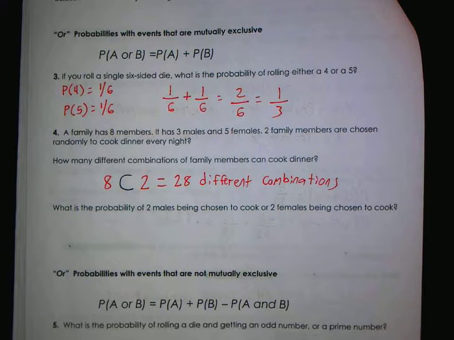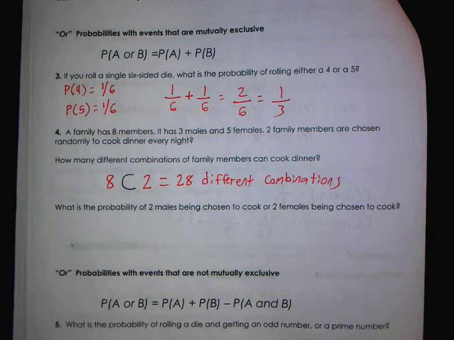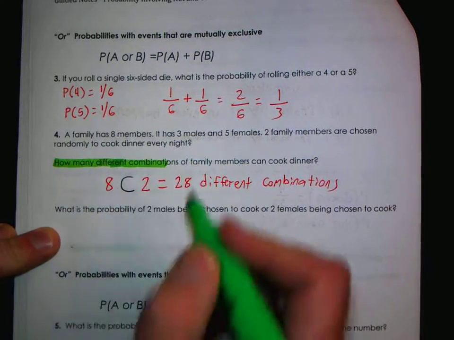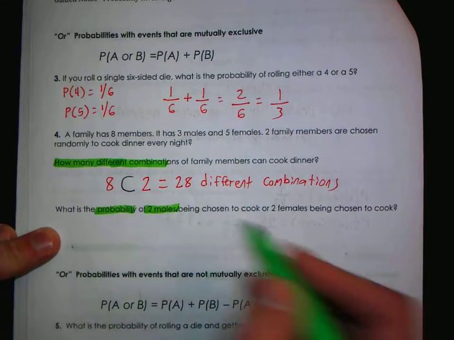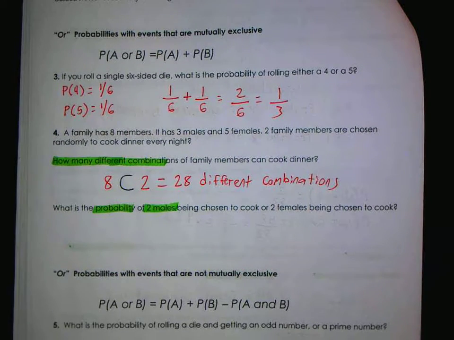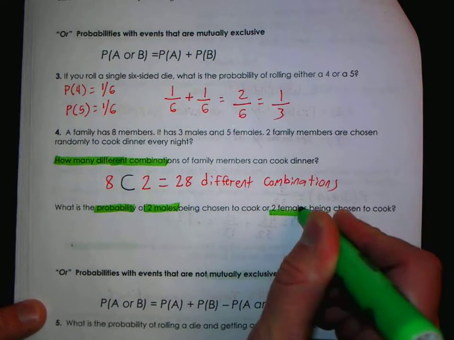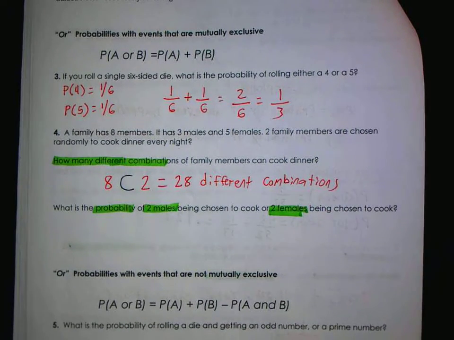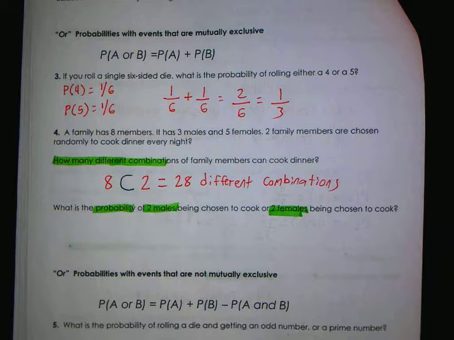Now, what is the probability? Now, that said how many different combinations? This one's saying what is the probability of 2 males being chosen to cook, or, keyword "or", 2 females. Now I need to point out, if this said what's the probability of 2 males and 2 females, then that changes the problem, because that would be assuming that you could be both male and female.